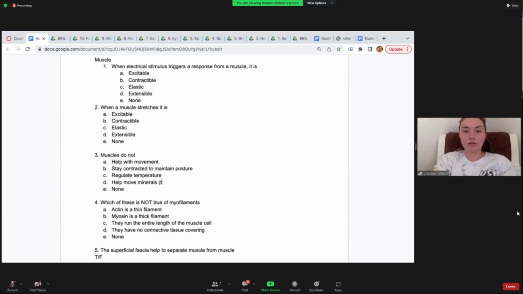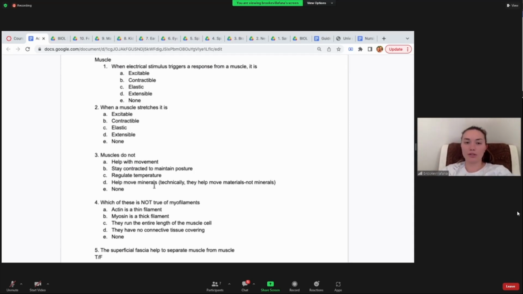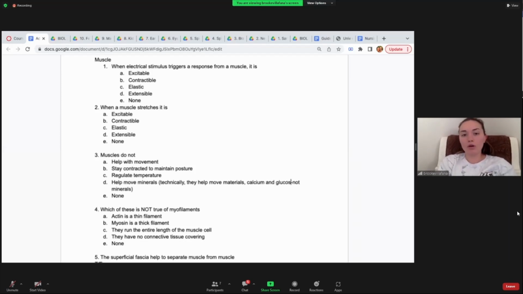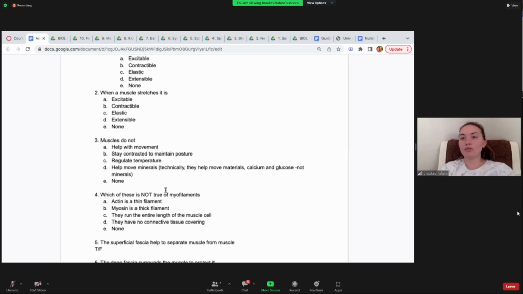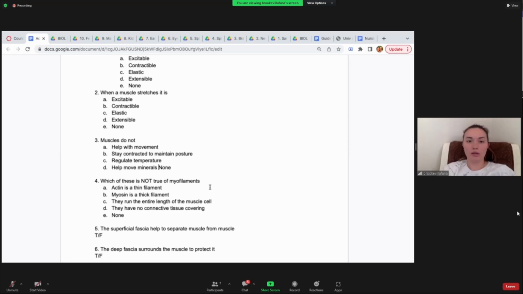So technically, they help move materials, not minerals. D is the correct answer because they help move materials. Examples of materials are calcium and glucose, which are not minerals. Minerals are like boron, I think, and hydrogen or something. So technically they're helping move other materials that are not minerals. Does that make sense? I'm probably going to copy and paste that into our answer key.